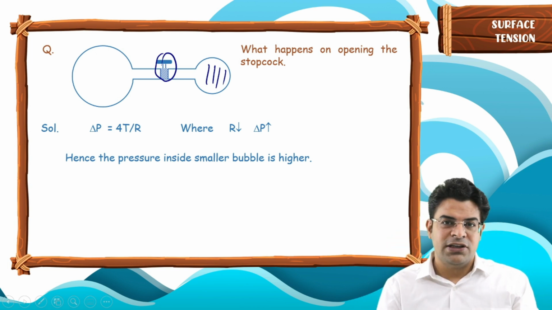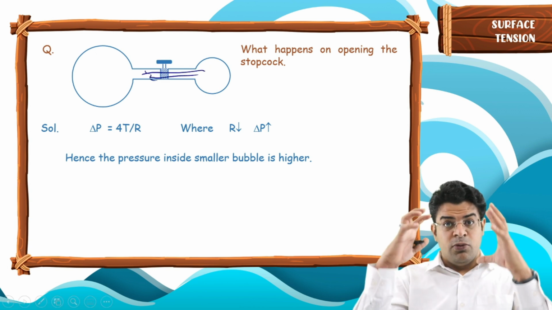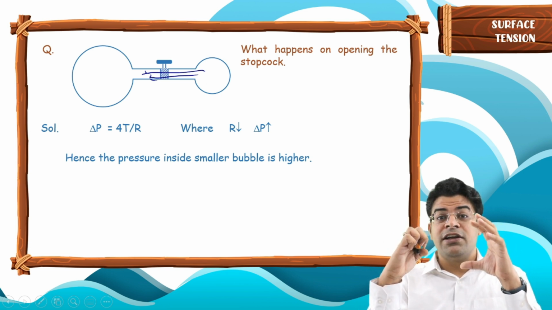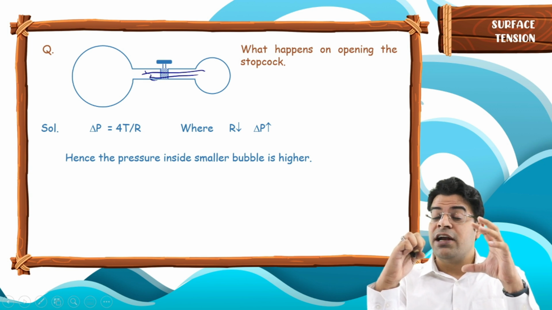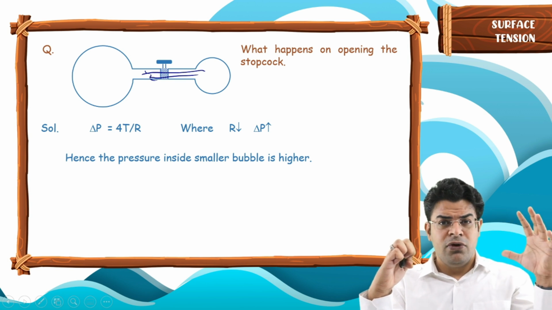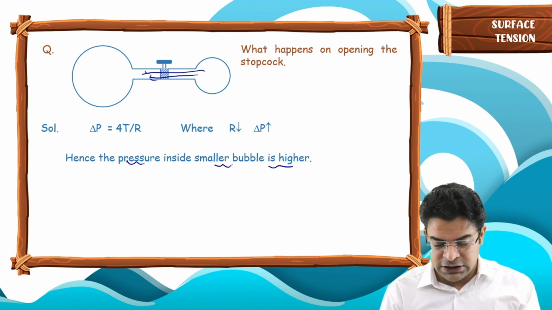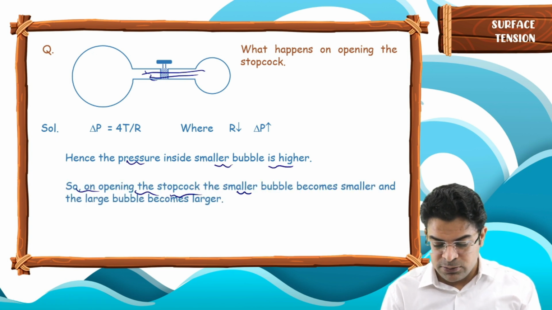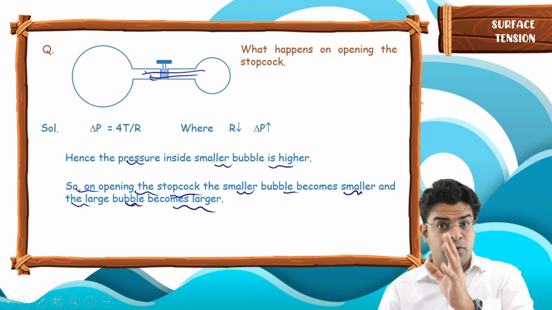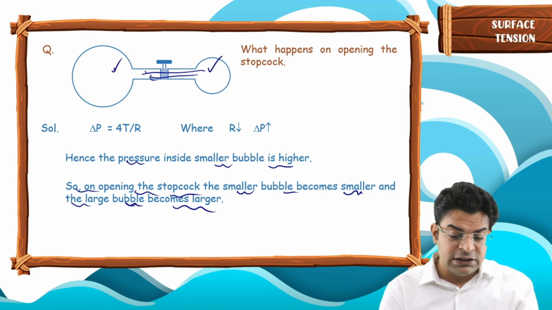That's not at all the case. The air actually moves from the smaller bubble into the bigger bubble. The smaller bubble keeps getting smaller and smaller, its radius keeps decreasing, and the pressure inside it keeps increasing. So the smaller bubble gets smaller and the bigger bubble gets bigger, and this smaller bubble finally collapses. Hence the pressure inside the smaller bubble is higher. So on opening the stopcock, the smaller bubble becomes smaller and the larger bubble becomes larger as the air flows from higher pressure, within the smaller bubble, to lower pressure, inside the larger bubble.